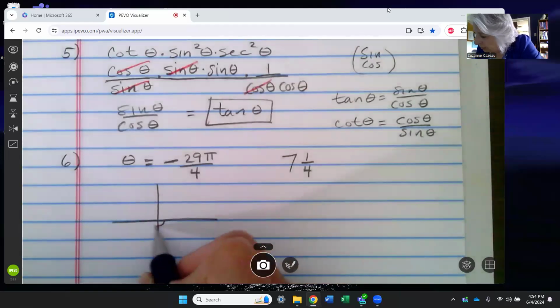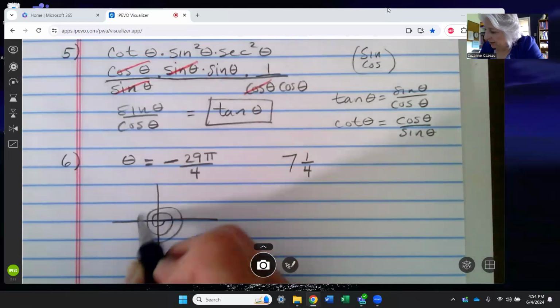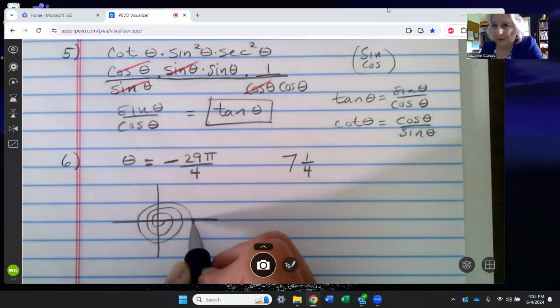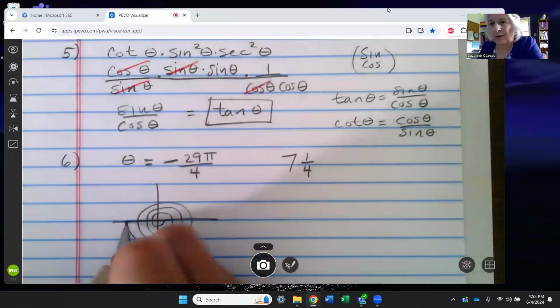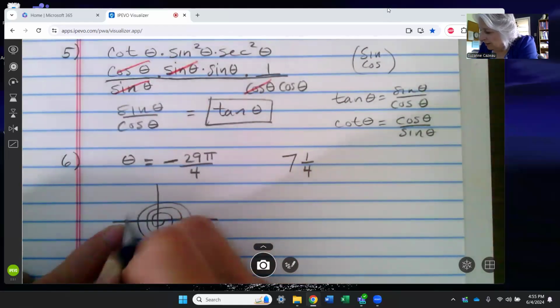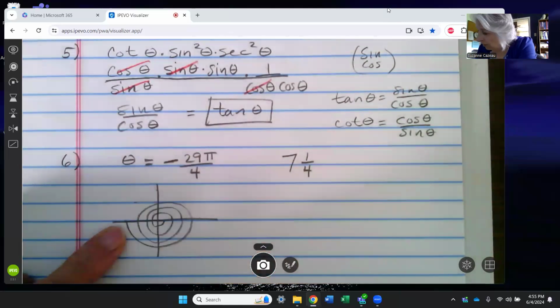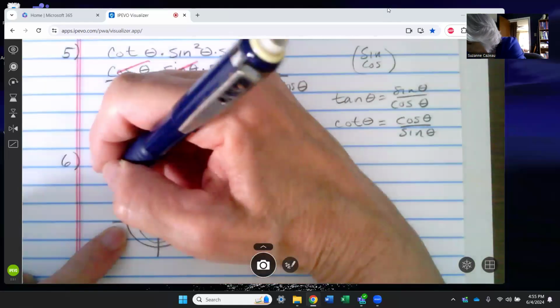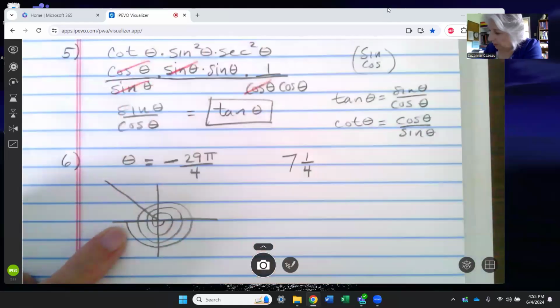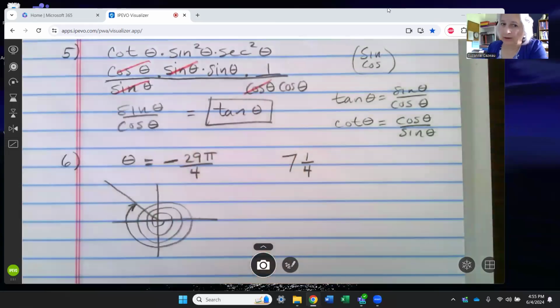And now I got 2, 4, 6. Now I got to go 7, right? So that's over to here, 7 pi. Now I got to go 1/4 of the way more. Well, from here to here is pi, so here to here is a half a pi. And then a 1/4 is in the middle. So you're going to land over here somewhere, right? You're going to land in the middle there.